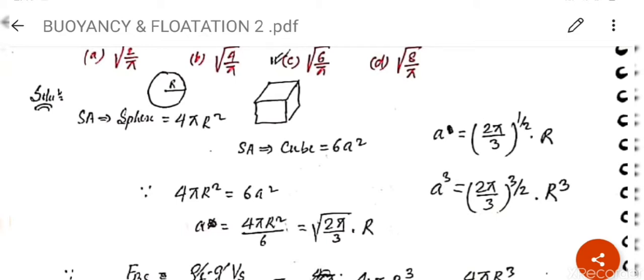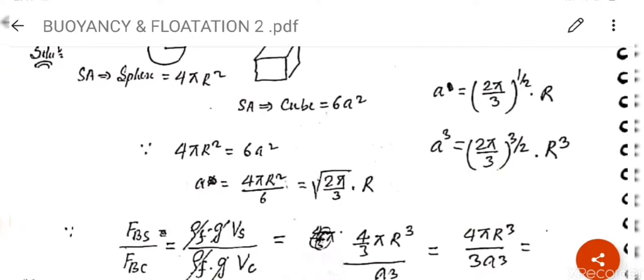But for FBS upon FBC, the buoyancy force on a sphere and buoyancy force on the cube, in this equation I need volume, so we have to find the volume of both cases, means cube and sphere. In terms of a, the cube volume can be found out. So here the value of a is given, a is equal to 2 pi by 3 raised to 1 by 2 into r, means under root 2 pi by 3 into r.